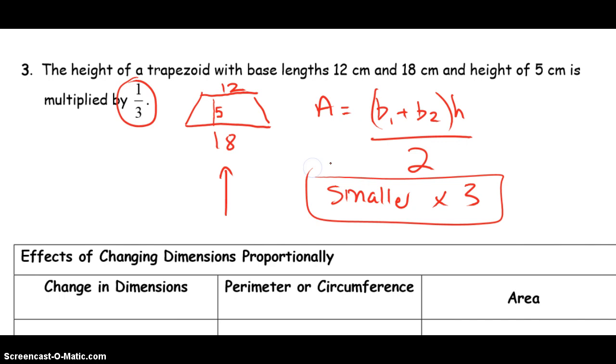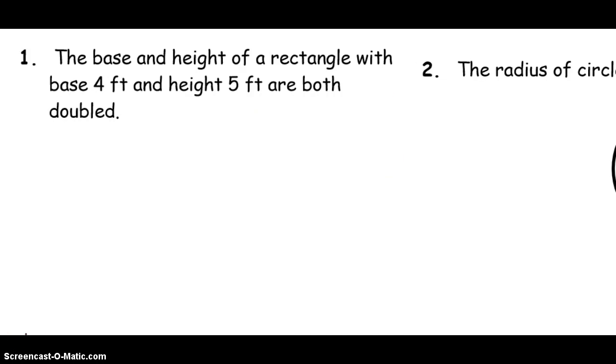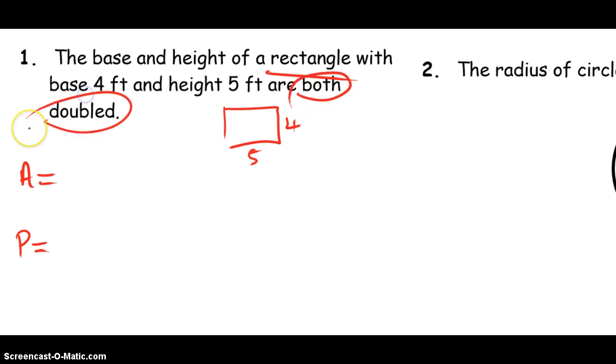So, nice and easy. For the next few questions, I want you to consider how the area is going to be affected and how the perimeter is going to be affected. So we're now talking about a rectangle, because you can see that right there. And they tell you the rectangle is 5 by 4 feet. And what's going to happen if both are doubled? See how I'm circling important words and underlining the important words?